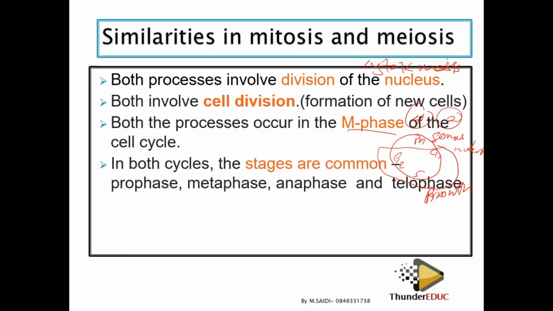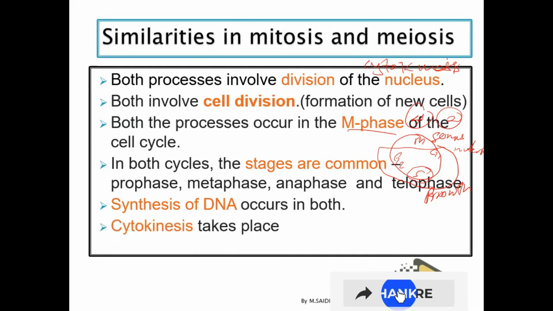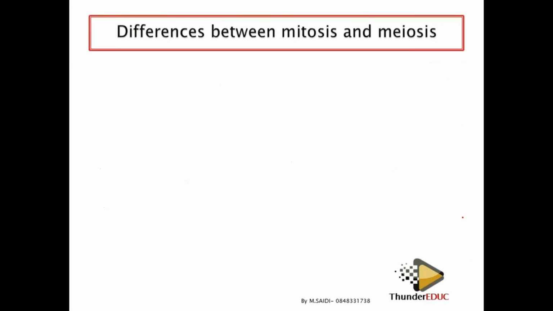All right. In both cell cycles, the stages are common. You have metaphase, prophase, anaphase, and telophase, both in meiosis and in mitosis. There is synthesis of DNA in both. You find the synthesis of DNA in interphase, in the S phase, which you call synthesis. That's where the organelles and DNA are being synthesized. Cytokinesis, division of the cytoplasm. Yes, cytokinesis occurs in the 2 cells.